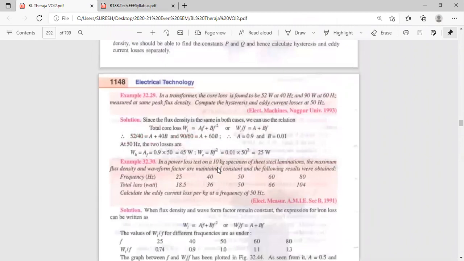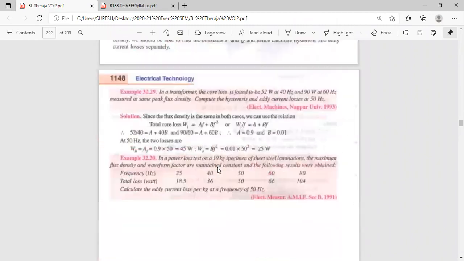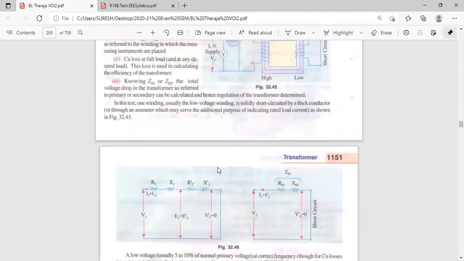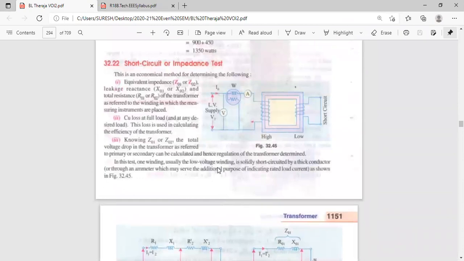Then copper loss. For determining the copper loss, which test will you apply? Short circuit test. Short circuit test means we will short this secondary winding. In the open circuit test, you are opening the secondary winding, but in the short circuit test, you are shorting it. And here, after shorting, what is the procedure for determining copper loss? You have to apply which one? Current or voltage?